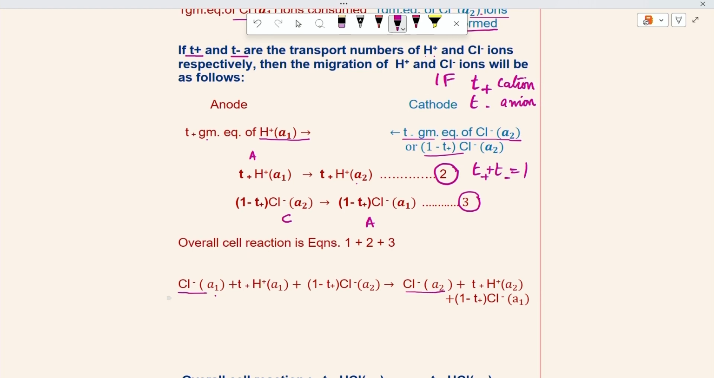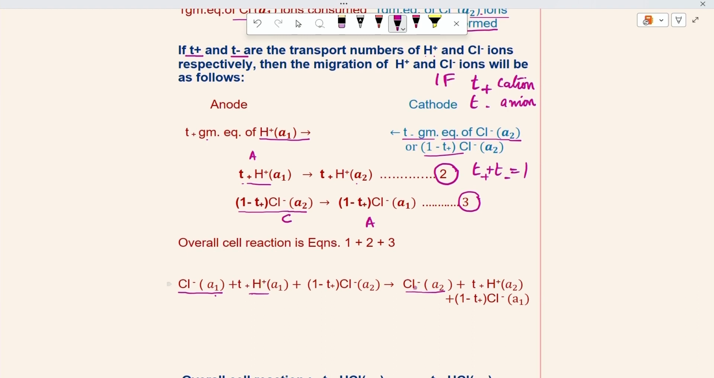These are from the cell reactions, plus this expression, that is T plus of H plus of activity A1. Then I have to write 1 minus T plus of chloride ions of activity A2, that is also written here with the arrow mark.